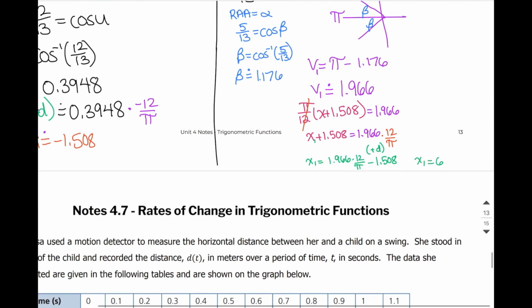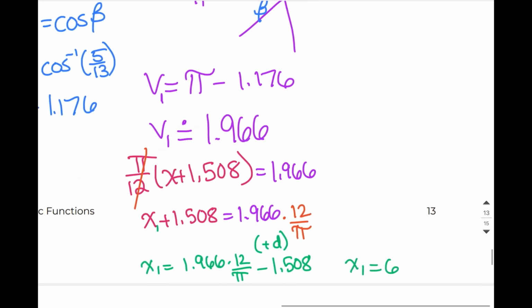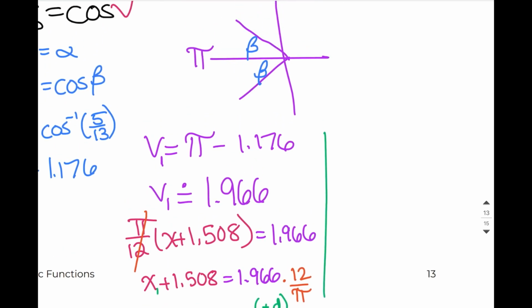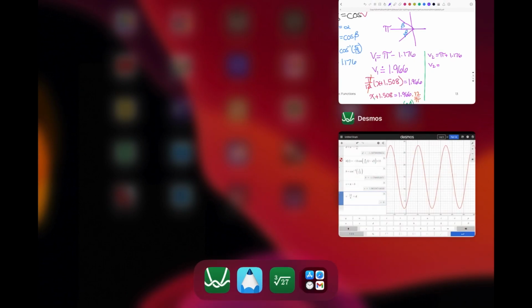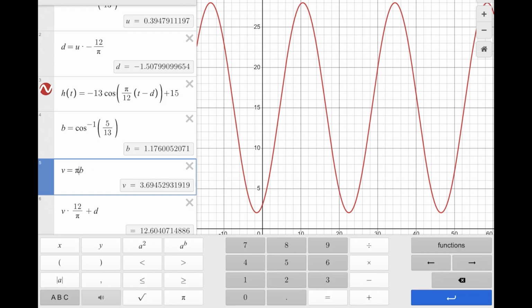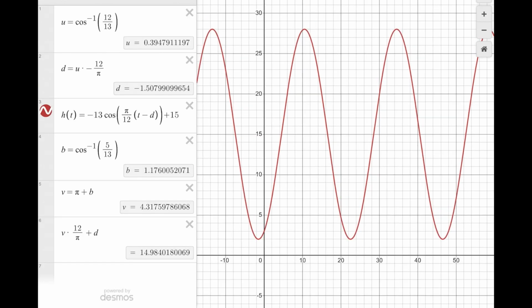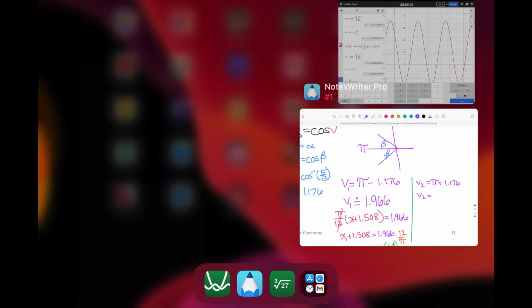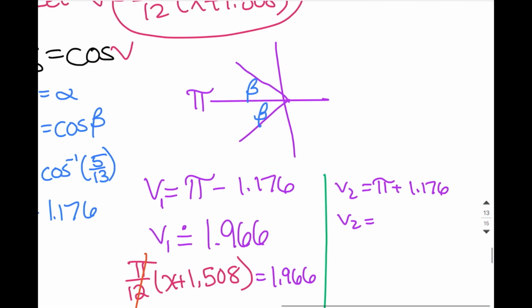Well, I need to do the same thing for v2, right? So right here, we can say that v2, let's just put this down right here. To find our second angle, this time it would be pi plus beta. So v2 would be pi plus beta. So what I'll do here is I'll actually change this to pi plus b. So this right here tells me that my v value would be 4.318. So v2 is approximately 4.318.